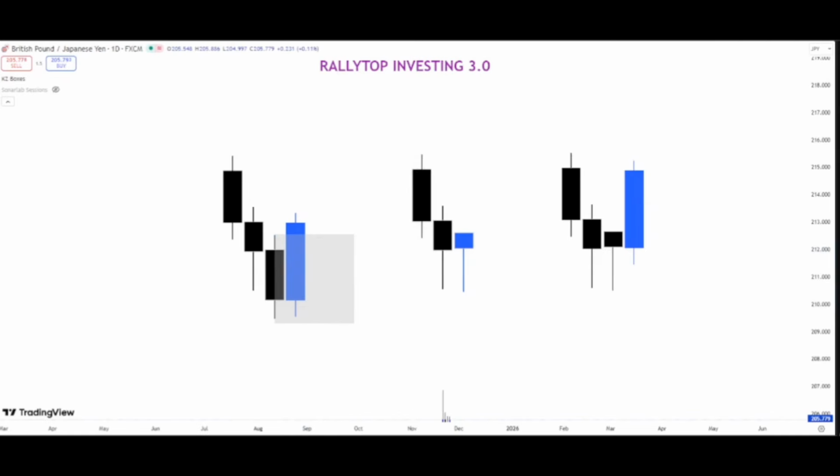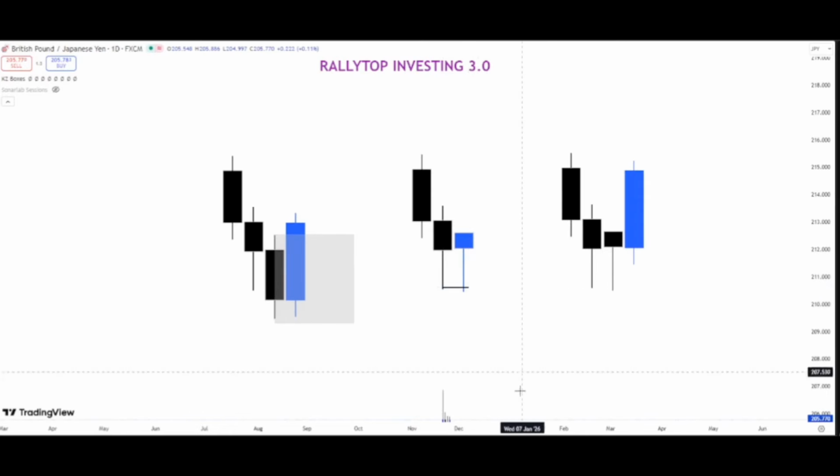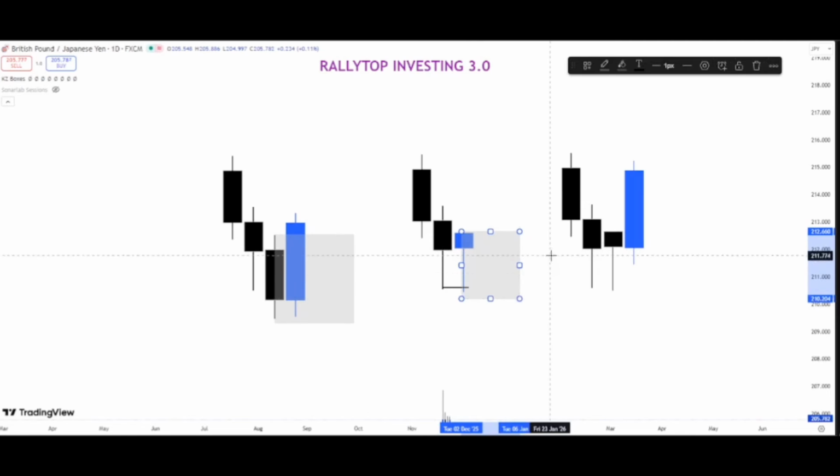Now the second one is the same. Once you find price coming down and you find this candle taking out the low of the previous candle, this is very, very important. It has to take out the low of the previous candle, just like so. Once it takes out the low of the previous candle, once this candle closes as a bullish candle, you want to take your trade directly at the close of this candle, just like so, and you target 1 to 2.